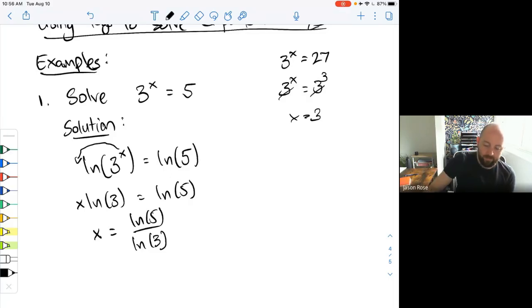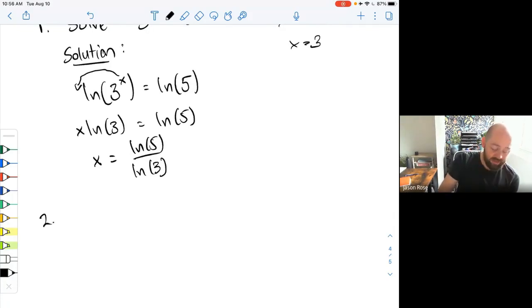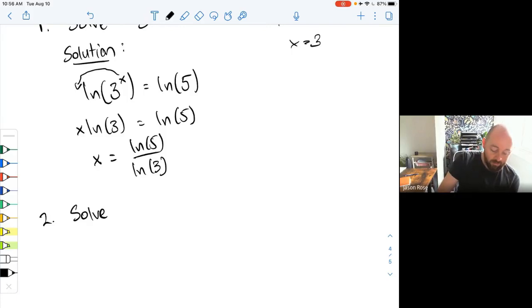Okay, so let's do a slightly harder one, but it's going to be the same thing again. I think this is something you can definitely spend some time practicing, and it shouldn't be too hard. 5 to the power of 2x plus 1 equals 7 to the power of x plus 3.